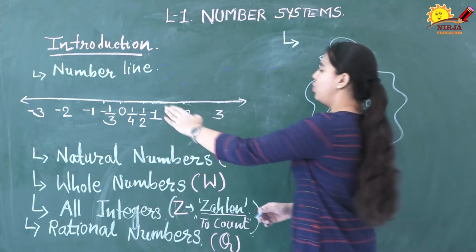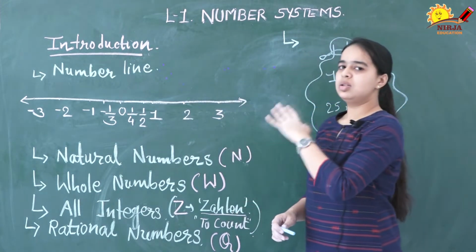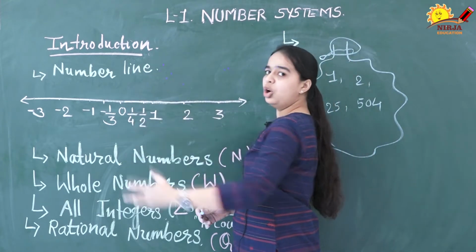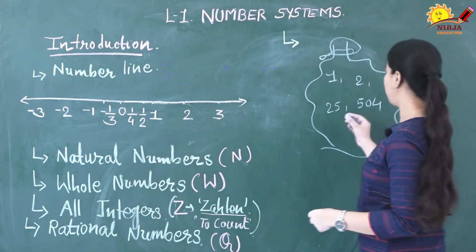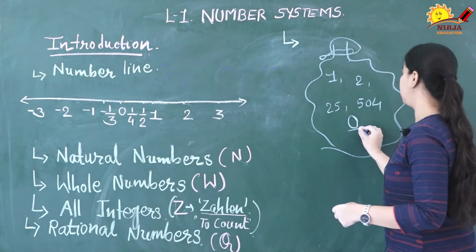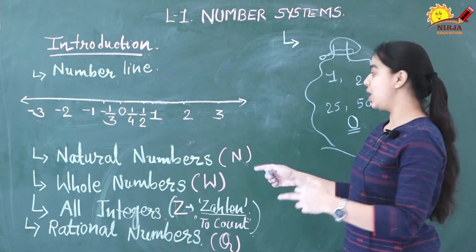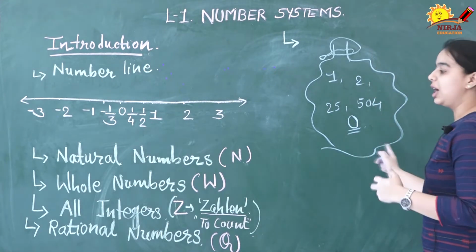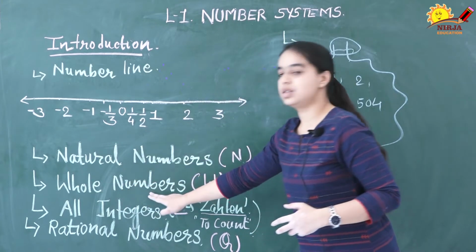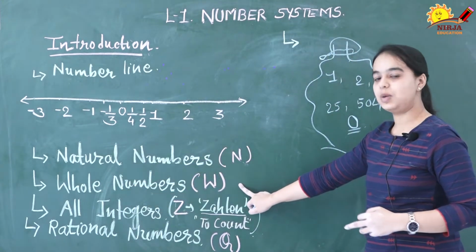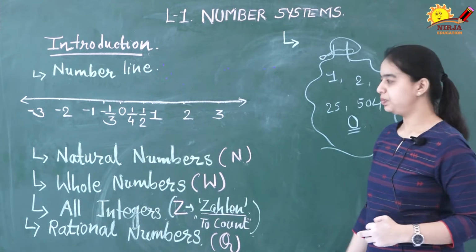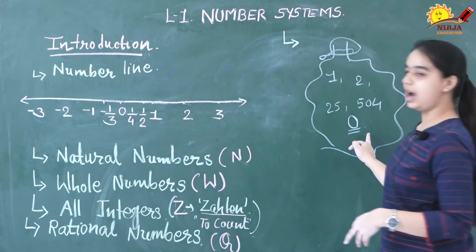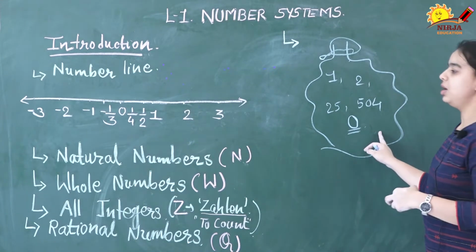But while moving along, suddenly you turn back and go to 0 to pick up the 0. Now we have 0 also in our bag. If I add 0 along with all the natural numbers, then we get the whole numbers, and we indicate whole numbers by the symbol W.